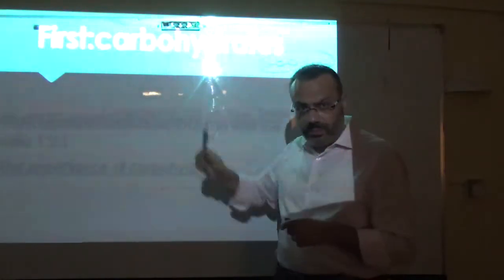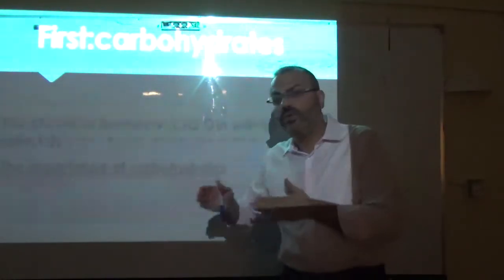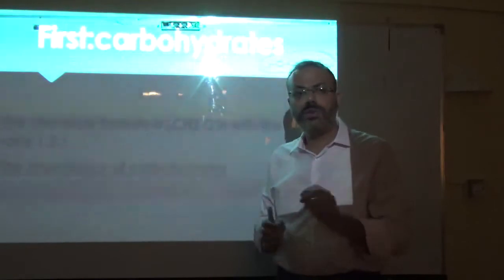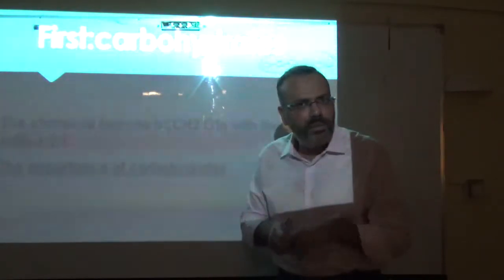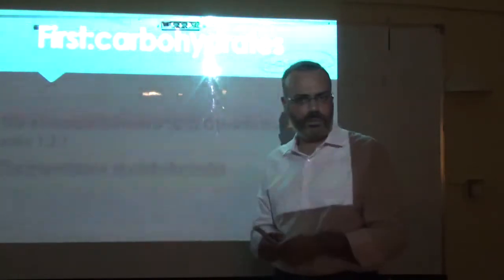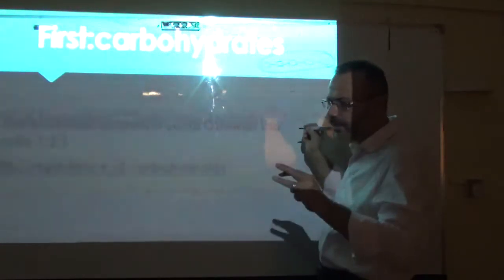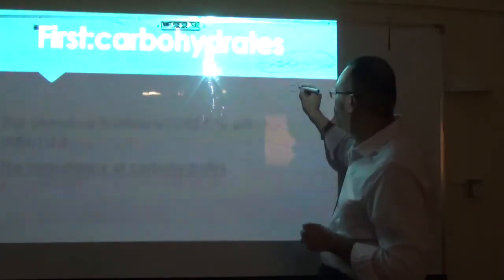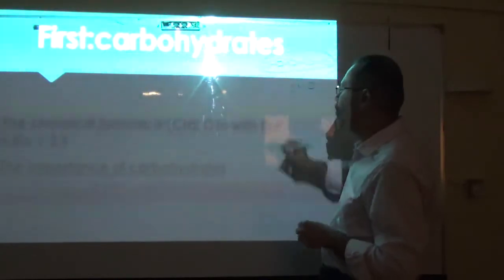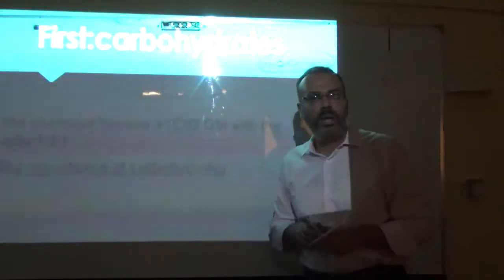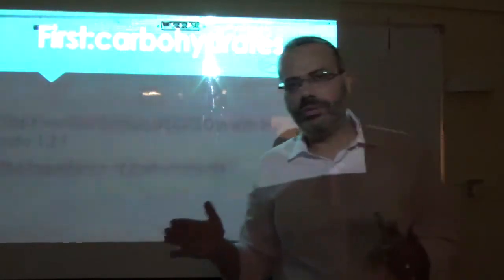Carbohydrates are an example of organic molecules. So they must contain what? They must contain carbon. If we see the structure of carbohydrates, we can observe that they consist of three elements: carbon, hydrogen, and oxygen. But what is the ratio for these elements?